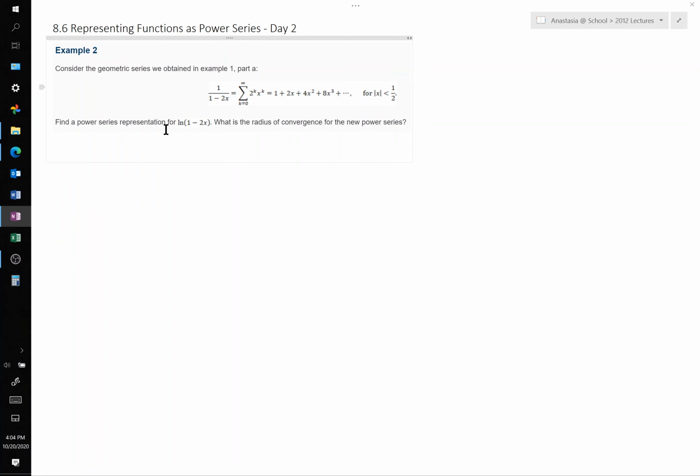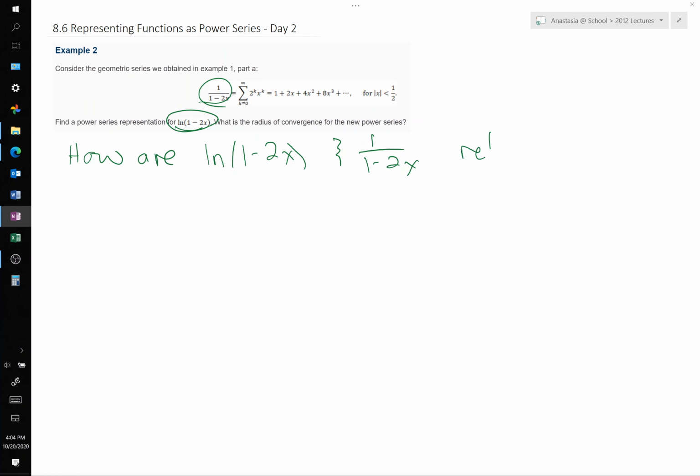And we have been asked to find a power series representation for the natural log of 1 minus 2x, and we need to answer the question, what is the radius of convergence for the new power series? So just like what we did in the example from the previous lecture where we used algebraic techniques to come up with new power series, we need to relate the two functions that we have been given. So the question is, how are natural log of 1 minus 2x and 1 over 1 minus 2x related?